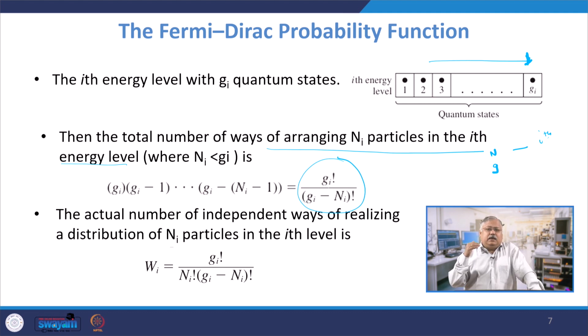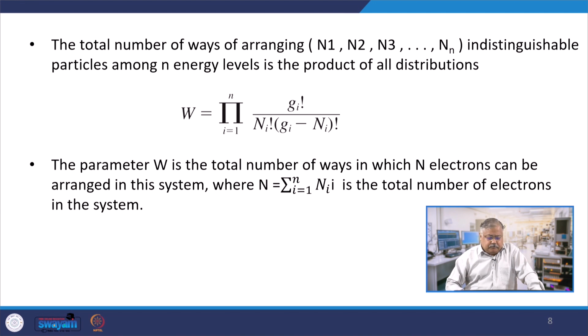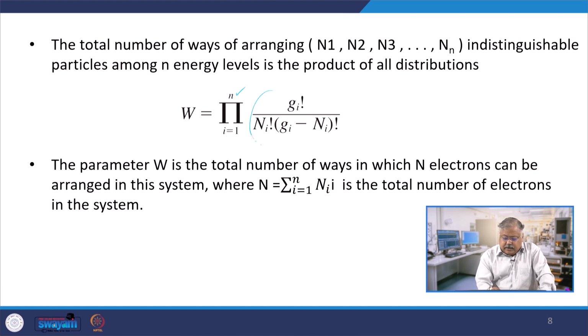What we have done is taken any g_i level, right, there are g_i states available in the ith energy state, and there are N_i particles in that ith energy state. Then the number of ways of arranging N_i within g_i is given by this formula, and if you want to look at independently how many states are available, it is given by W_i equals g_i factorial upon N_i factorial times (g_i minus N_i) factorial. And therefore, since the total number of ways of arranging these indistinguishable particles within the energy states is nothing but the product of all the distributions, you make a product from 1 to small n and then you make the multiplication here.